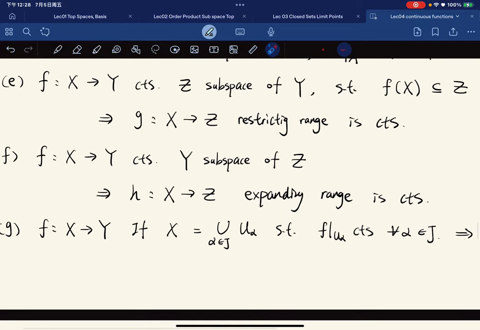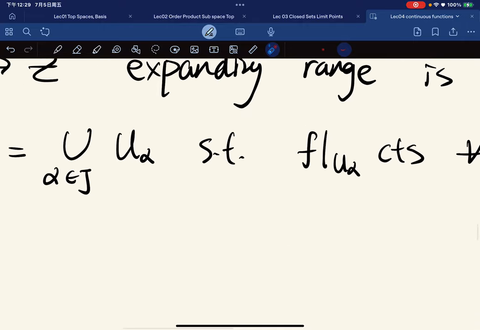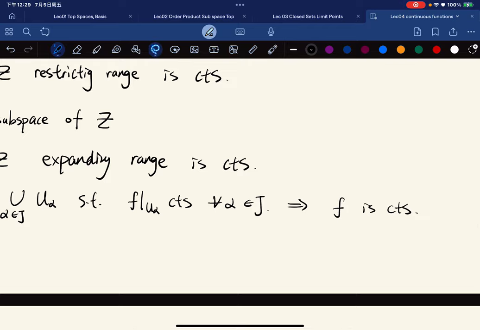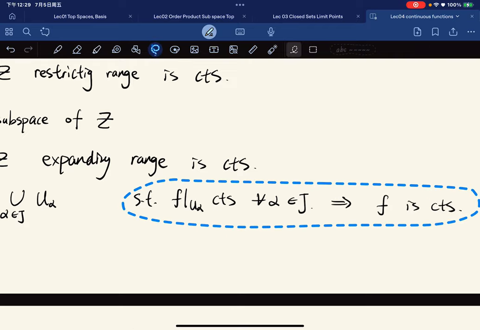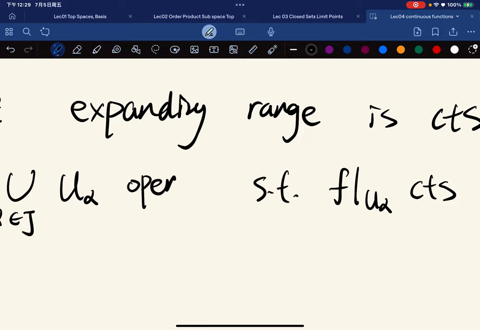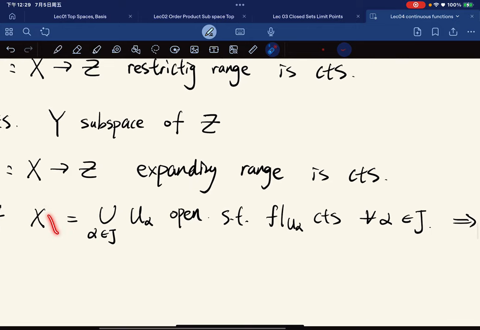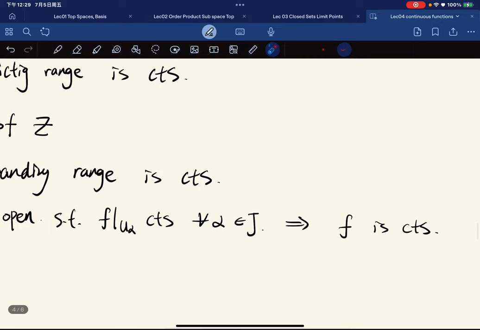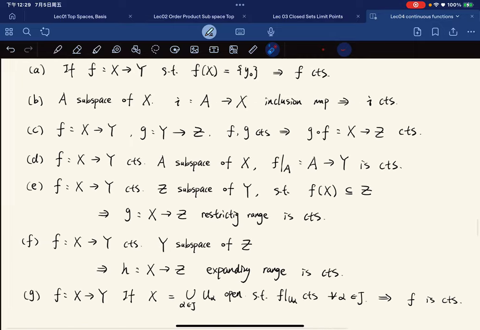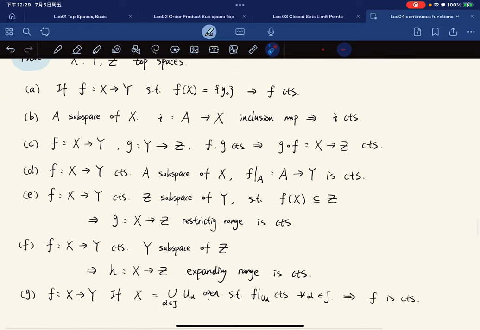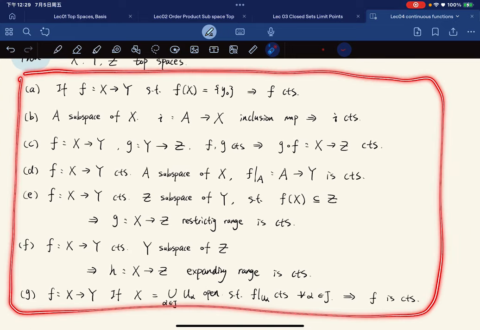And given a function f, if X is a union of open sets, such that f restricted to every open set is continuous, then f is a continuous function. Okay, so we've looked through all of those things, and we're going to use them in the future.